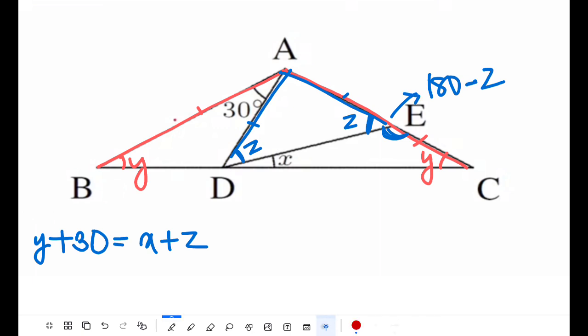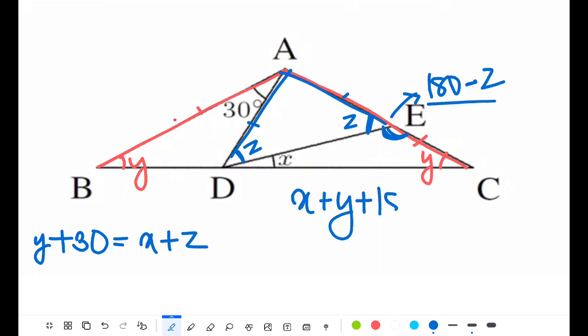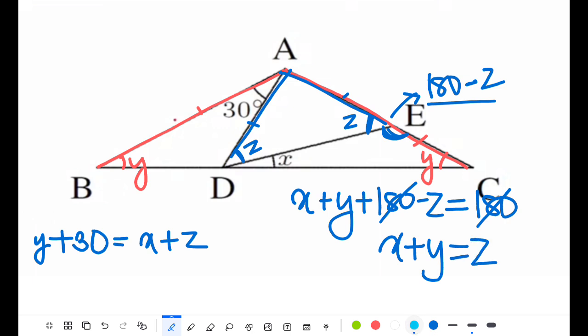So in this triangle, I will apply the angle sum property of a triangle. So all the angles will sum up to 180 degree. So x plus y plus this much, 180 minus z, would be 180 degree. So x plus y is equal to z. From this equation I have x plus y is equal to z.